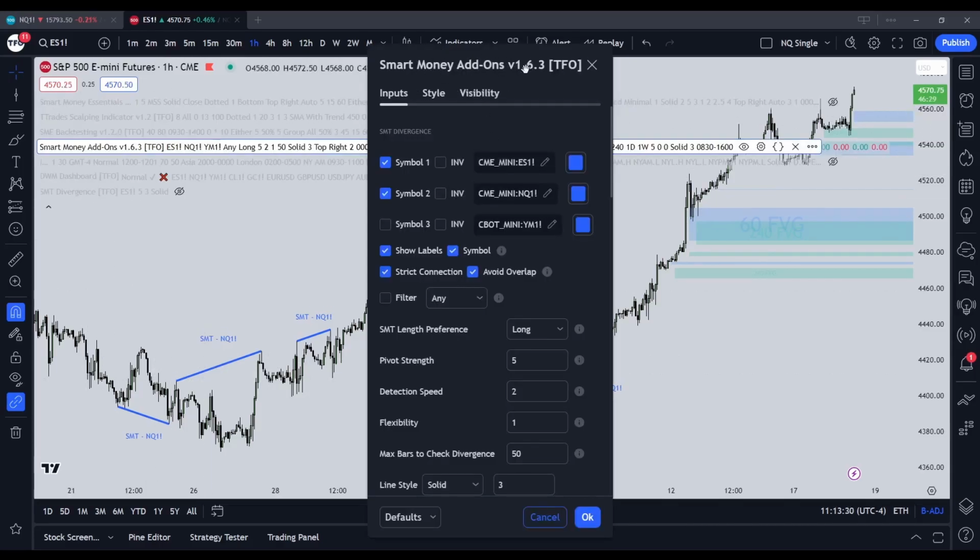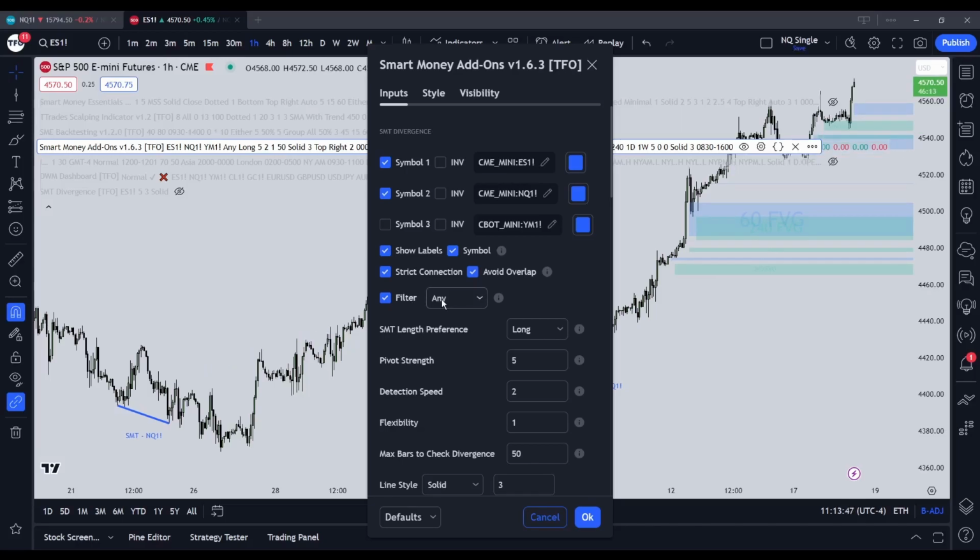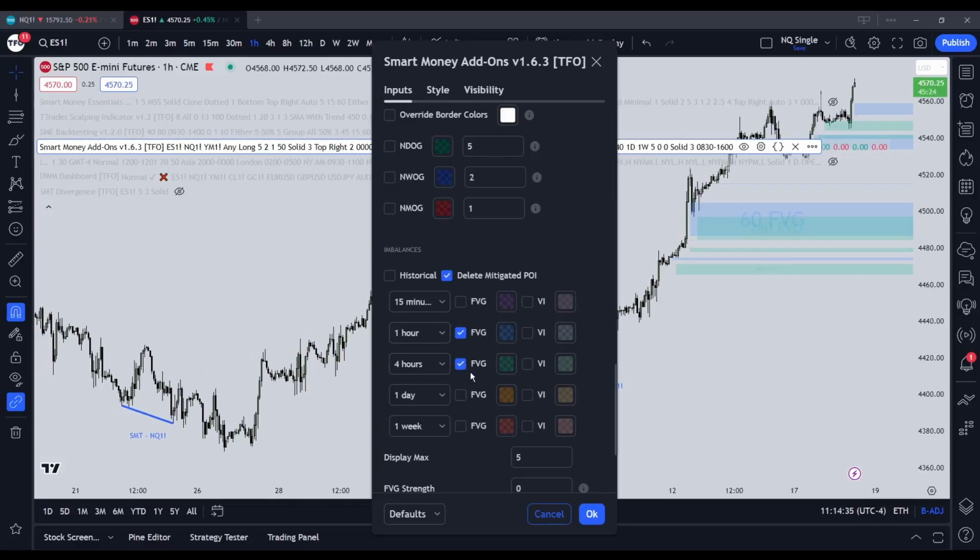So I'm in my Smart Money Add-Ons indicator right here, and I'm going to select this filter option, where the criteria is any imbalances or opening gaps. But right now I only want to focus on fair value gaps, so I'm going to use the 1 hour and 4 hour timeframes. And these aren't the quote unquote best timeframes to use. I'm just using some higher timeframes so we could try to filter out some of our divergences to where they also occur within some higher timeframe POI.